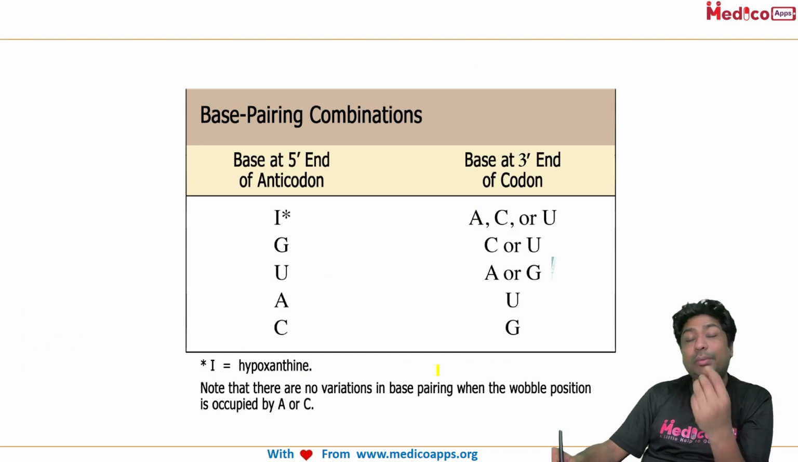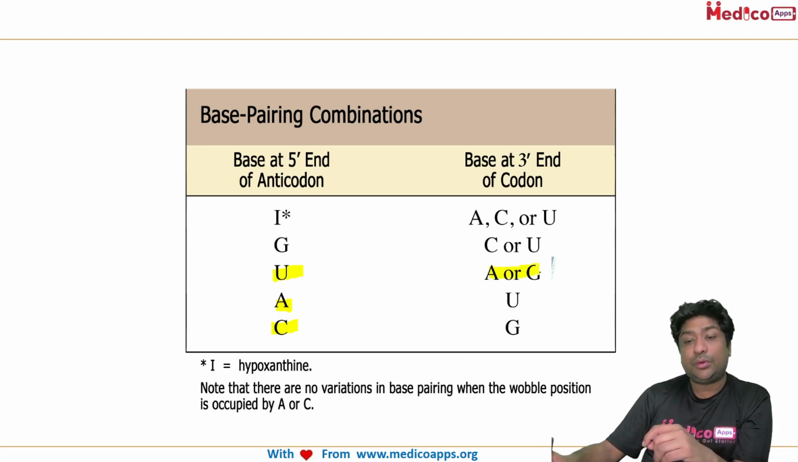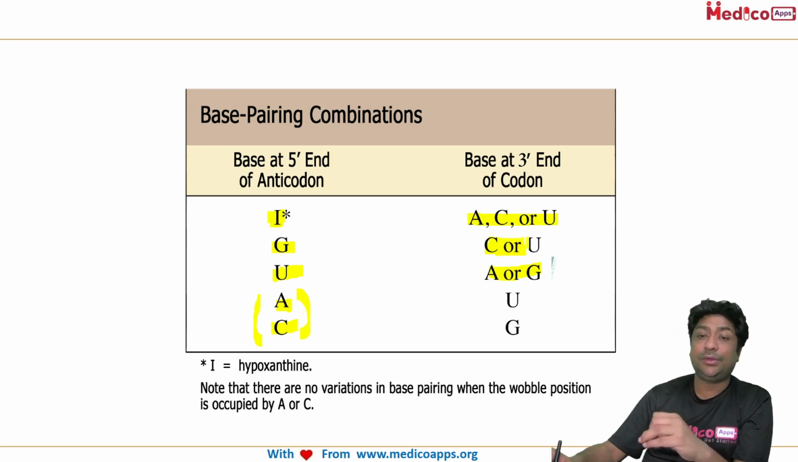So what are the wobbling combinations present? A and C in the anticodon do not show any wobbling. But U can combine with both A and G. G can combine with both C and U. And if there is hypoxanthine, that is inosine, in the tRNA at the 5' end, then it can combine with A, C and U. So if A or C is there at the 5' end, there will be no wobbling. If U is there, it will pair with A or G. If G is there, it will pair with C or U. And if hypoxanthine is there, it can pair with A, C, and U. So these are the wobbling base pair combinations.